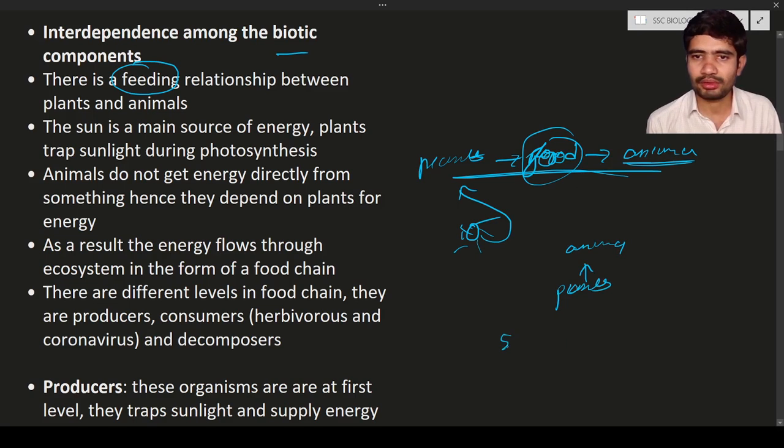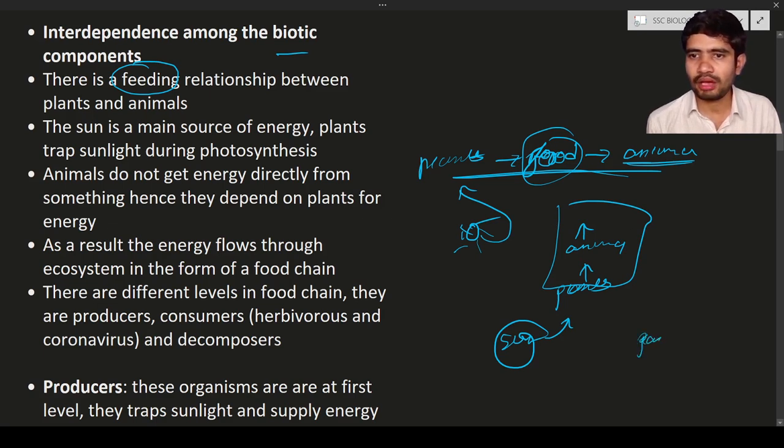It means from the sun, from the sun to the plants, from the plant to the animals, the energy is flowing in this way. So hence it is acting as a food chain. Food chain is nothing but organisms depending on one another. One organism is going to depend on another organism, again another organism, etc.